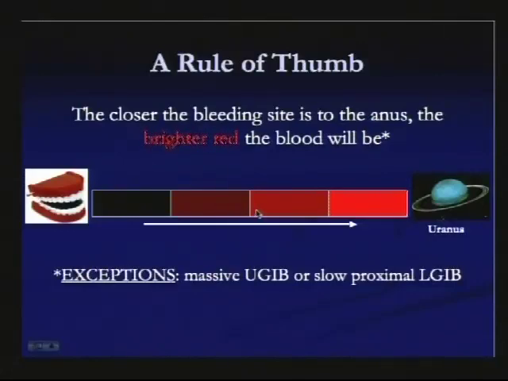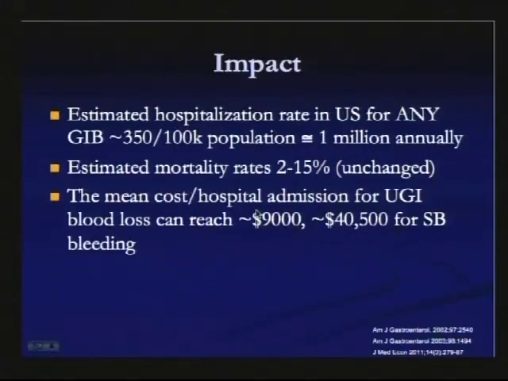This is my favorite slide. All right, so why do we care? One, because it makes a difference to the patients. So 2 to 15% of patients do die from GI bleeding. Patients get hospitalized around 1 million times annually in the US because of GI bleed. And depending on the site of the GI bleed, it costs $9,000 to $40,000 every admission. So that's billions of dollars spent on GI bleeds.